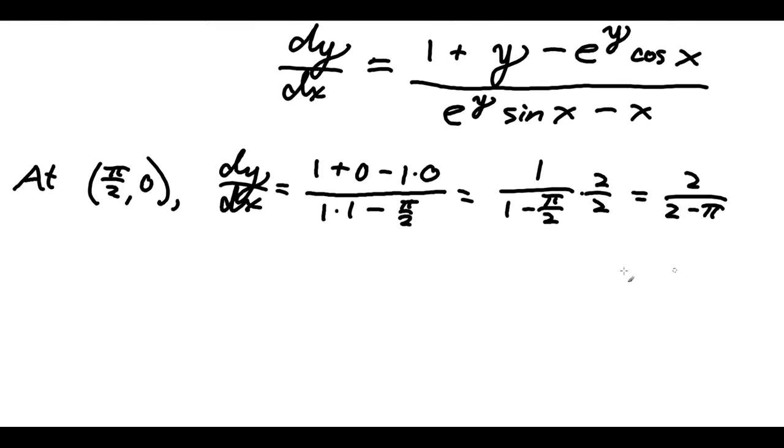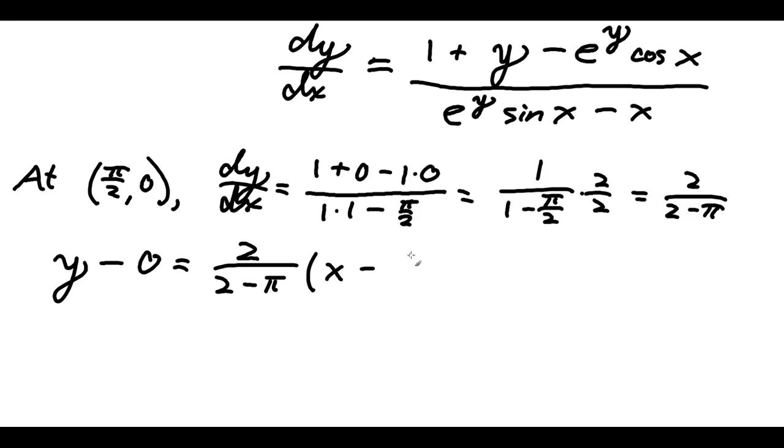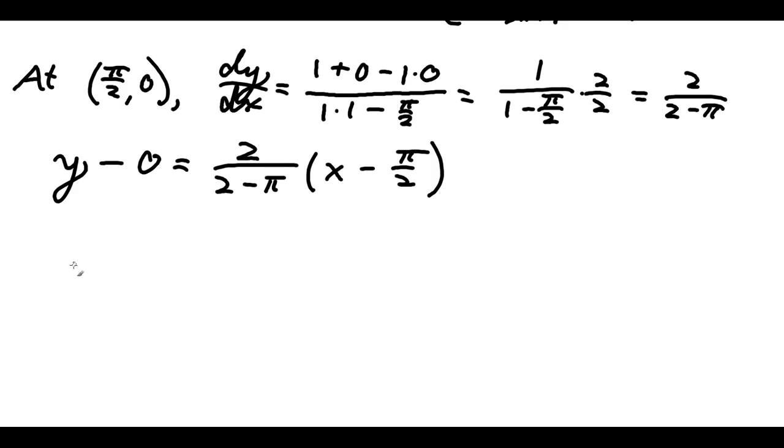So now we just need to put that into an equation form. A couple ways to write a linear equation. In this case, let's use the point slope formula. So we have y minus our fixed y point, that's 0 here, equals the slope, 2 over 2 minus pi, times x minus the known x value. That is pi over 2. So y minus 0 is just y.